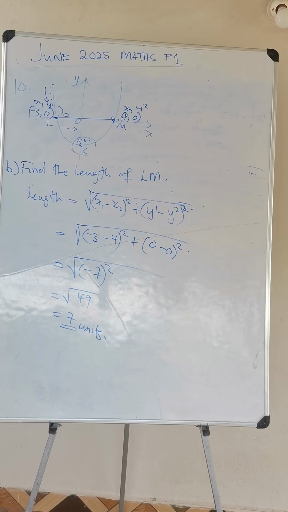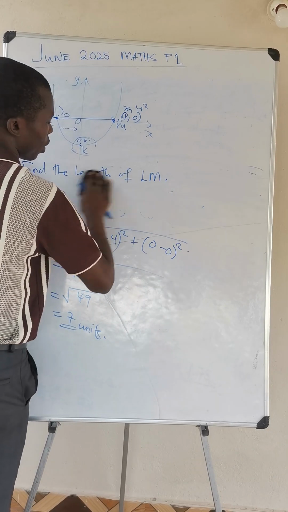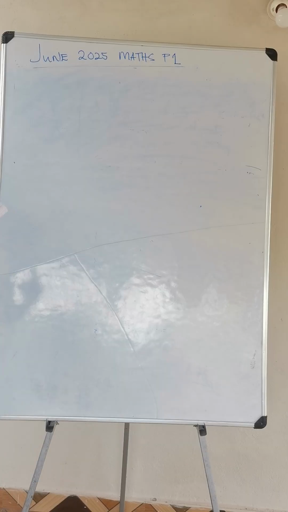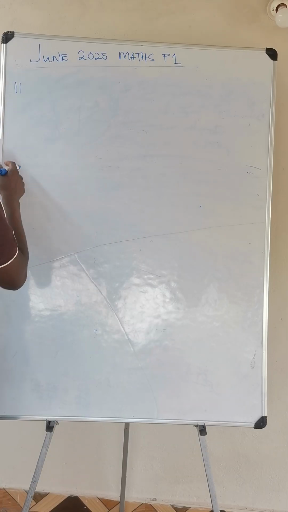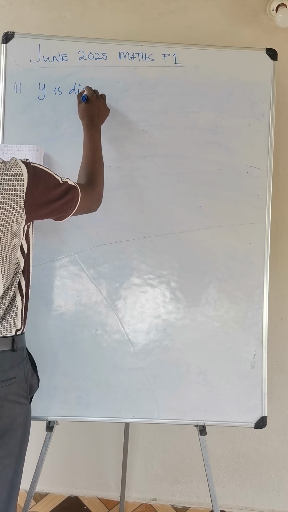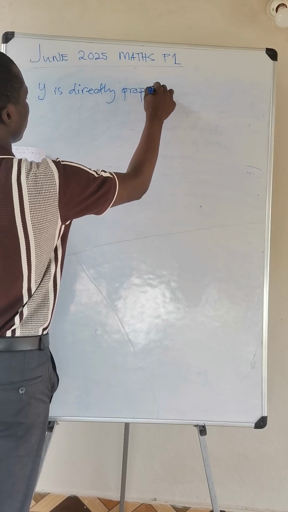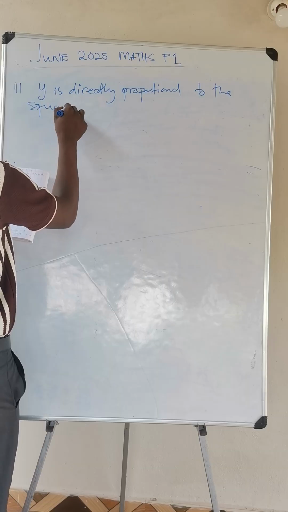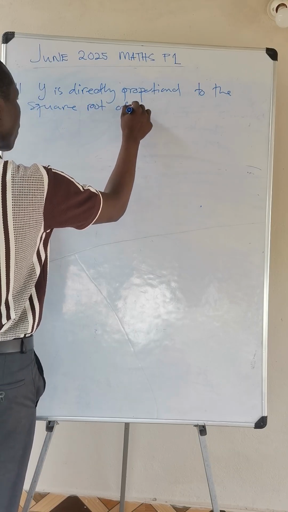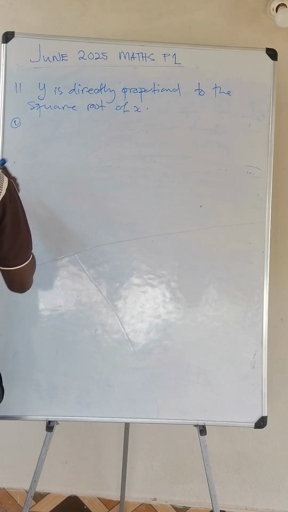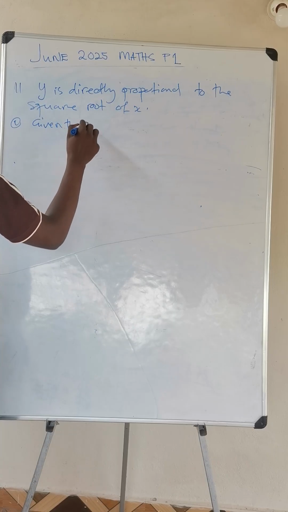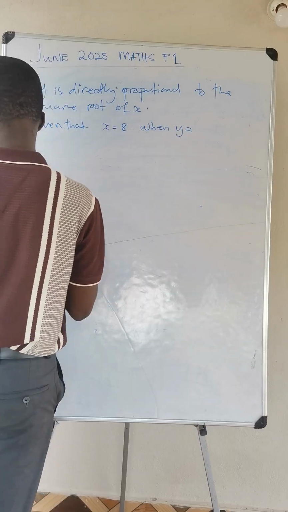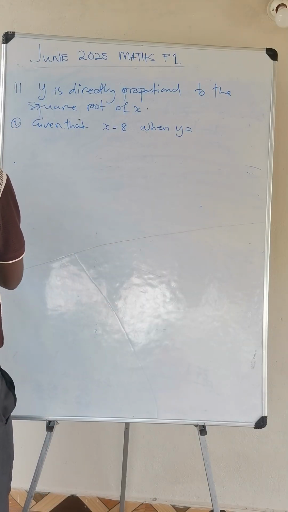Okay, so let's move to number 11. Let's move to question number 11. So question 11 is like this. Question 11, y is directly proportional to the square root of x. Okay, then part A, given that x is equal to 8 when y is equal to 16.